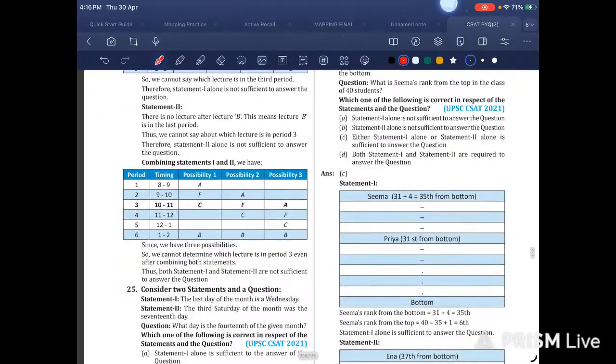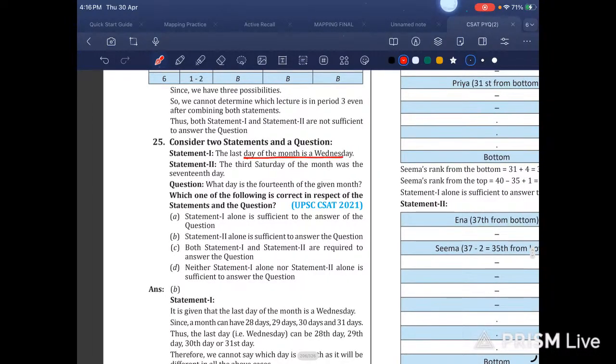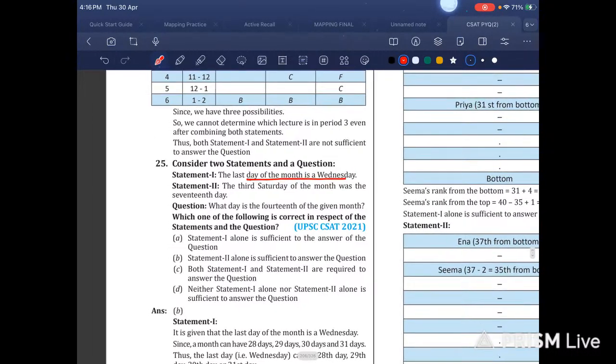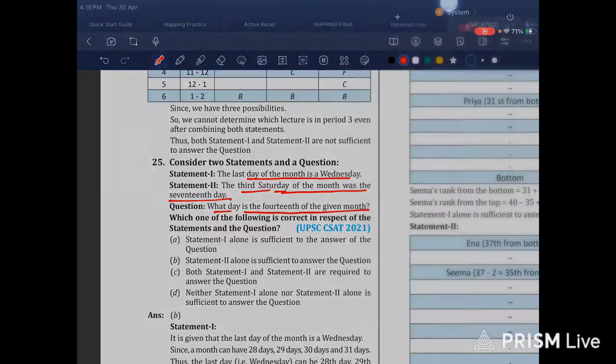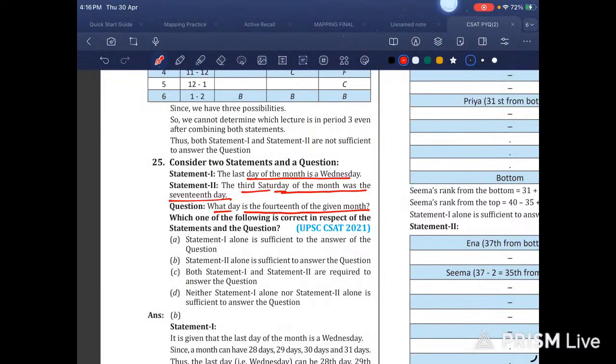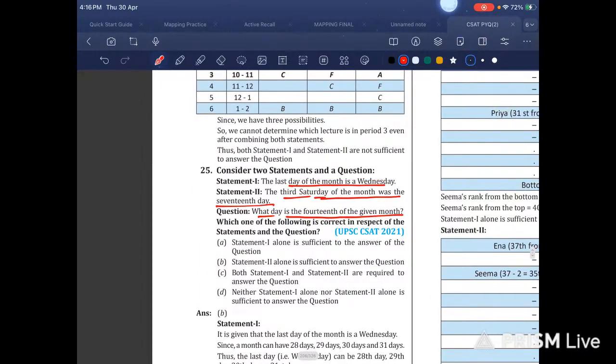Now let us move to our next question, that is the 25th. The last day of the month is a Wednesday. The third Saturday of the month was the 17th day. What day was the 14th of the given month? Okay, the last day of the month is Wednesday.